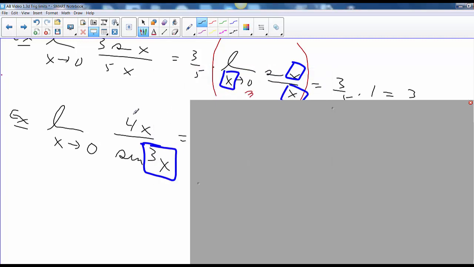We need another blue box here, but it has to have 3x in it, and we need another blue box here. It also has to have 3x in it. So here's what we're going to do. We're going to pull out the 4. As you can see, I pulled out the 4.